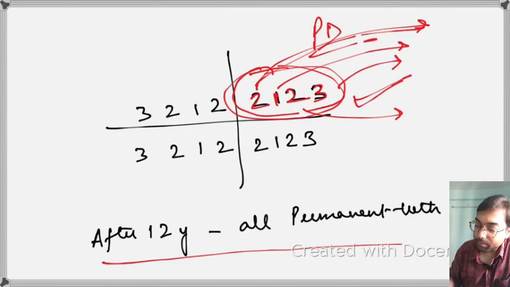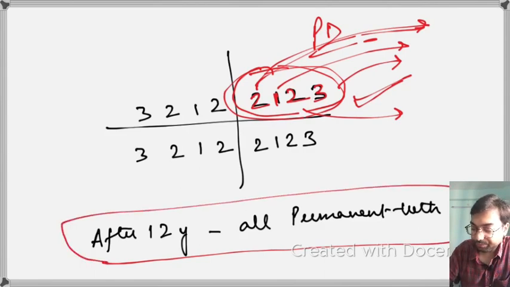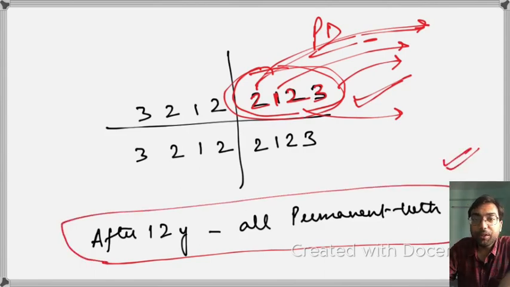After 12 years, all permanent teeth will erupt.